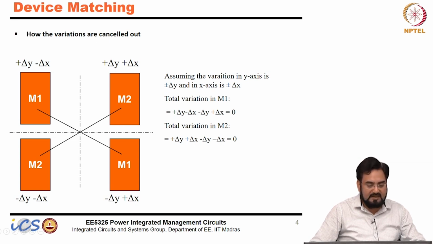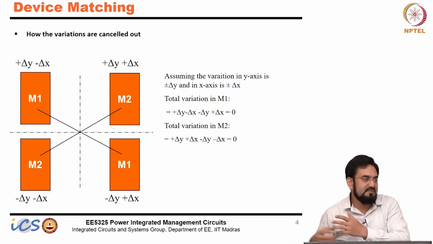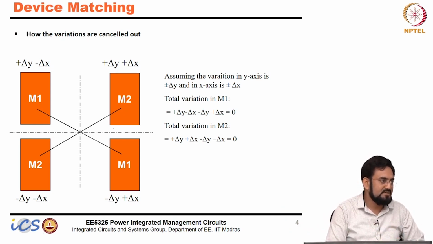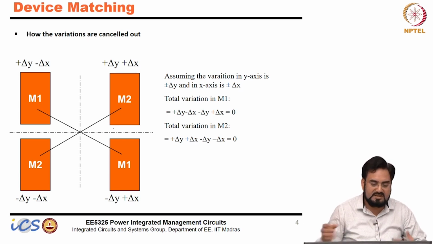Now I have placed M1 diagonally, so this will see minus delta y, plus delta x. If you add them together, they will on average cancel out, and the total variation in both devices will be 0. So M1 will look exactly the same as M2 with respect to temperature and process. This is called common centroid.